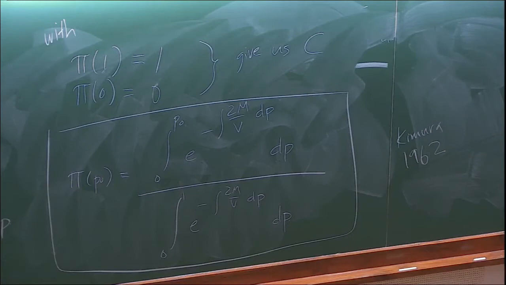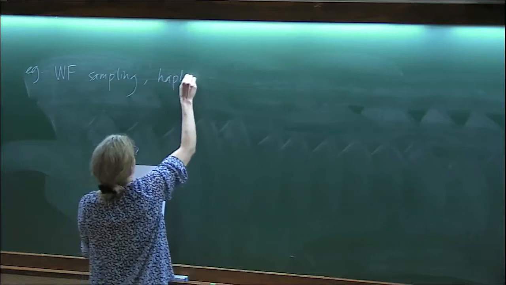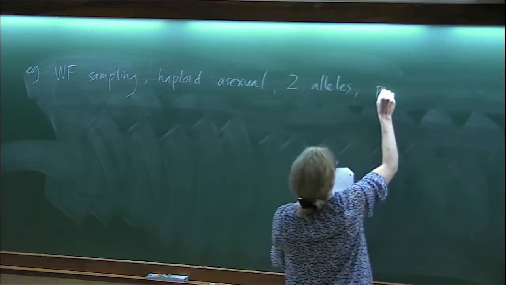Okay, so we're going to do a nice simple stochastic process from which we can figure out what m and v are and then plug it into that thing and see what we get. So the canonical example to use, which I'm going to use, is Wright-Fisher. So we have Wright-Fisher sampling in a haploid asexual population, two alleles, population size N.